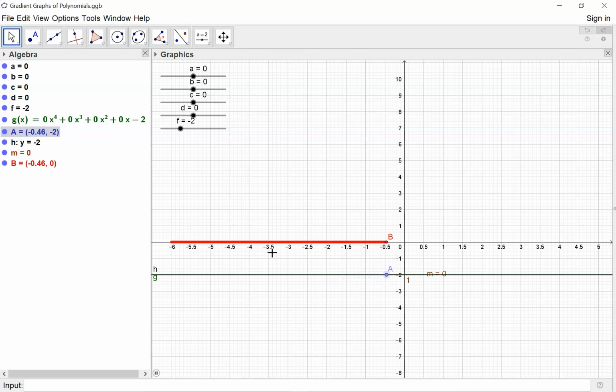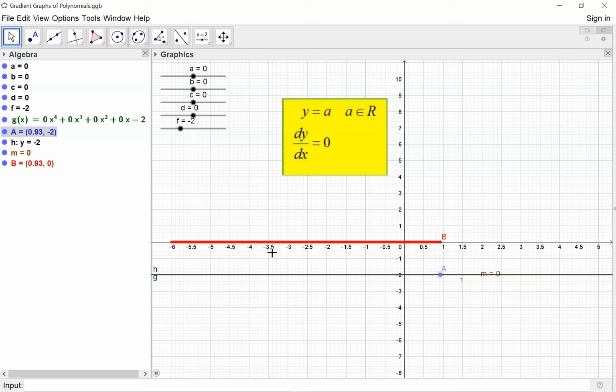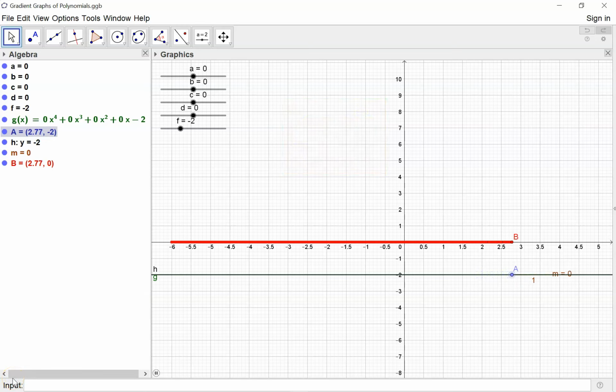Therefore, when you find the derivative, the gradient of a constant, that's why it always gives you 0. So if y equals 5, the derivative of y equals 5 will be dy by dx is 0.